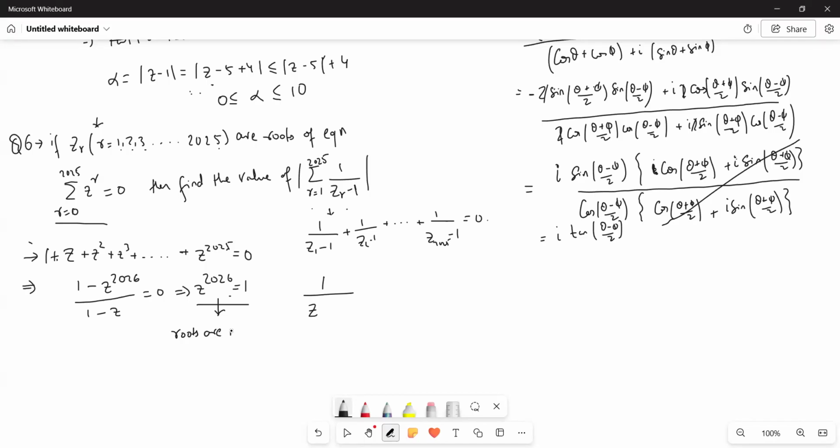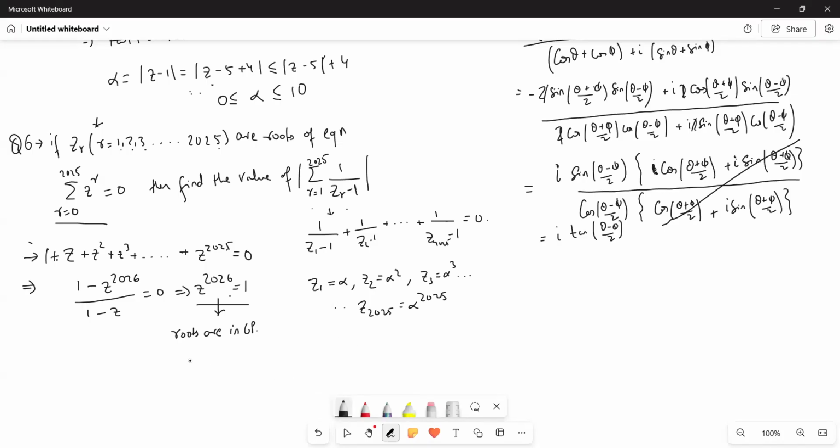For roots of unity, the roots are in GP. ठीक है ना. So if we consider that z1 is alpha, तो z2 क्या हो जाएगा? Alpha square. z3 would be alpha cube, so on so forth. z2025 would come out to be alpha to the power 2025.